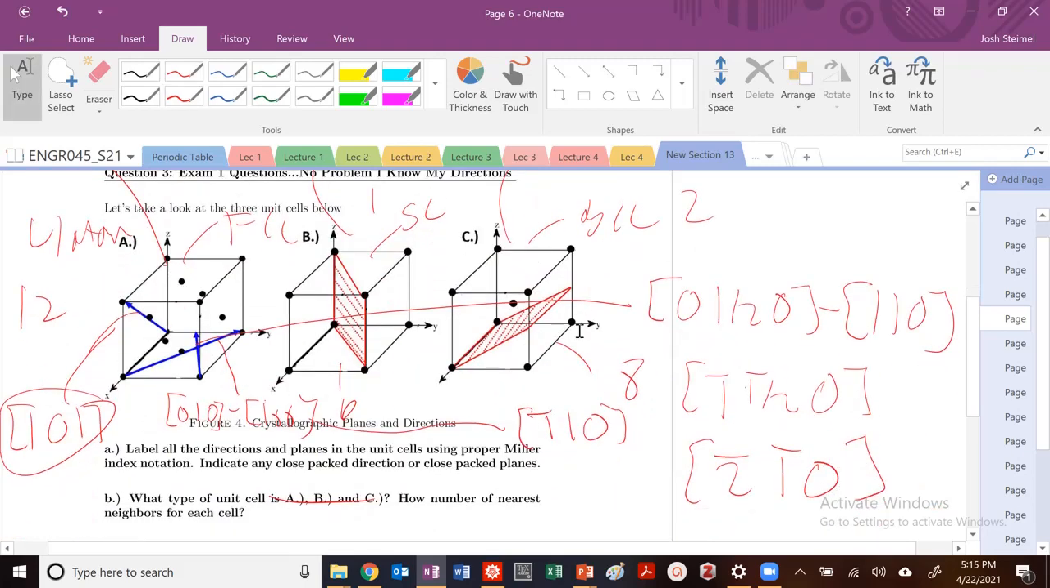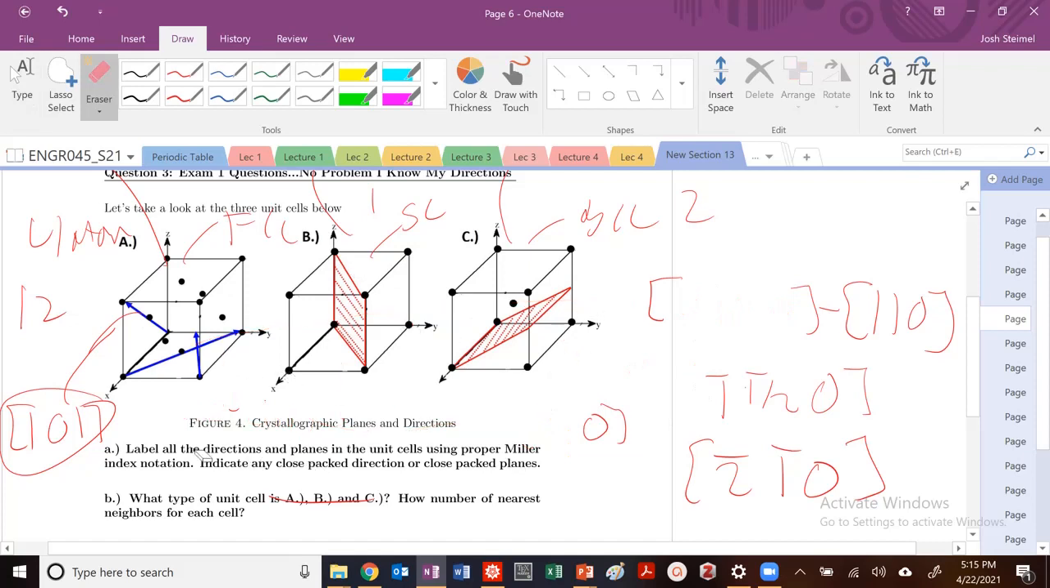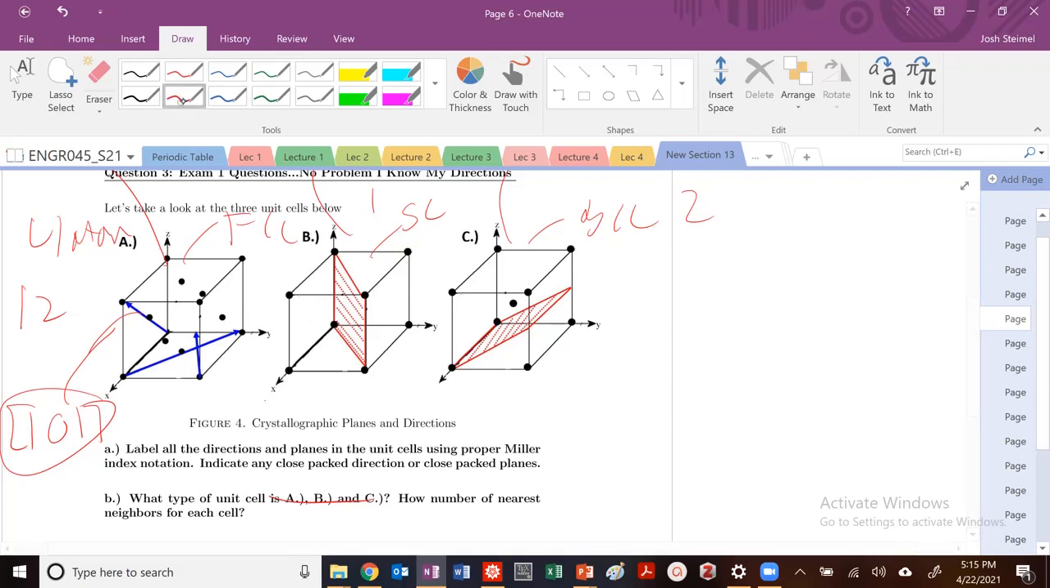Fantastic. All right, I'm going to do some erasing here. So let's get into these planes. Again, a little bit of a different methodology here. So what are our intercepts? We actually cross the origin here, so I have to reset my origin. I'm going to go right here. So this is going to be my new x, my new y, my new z.